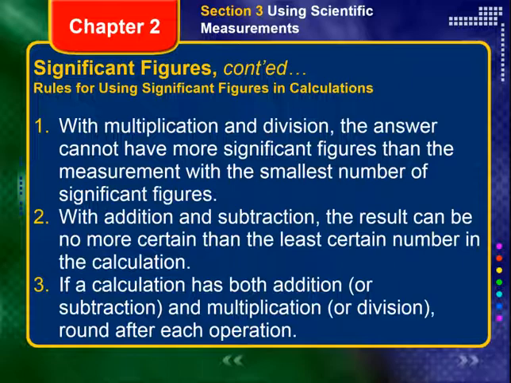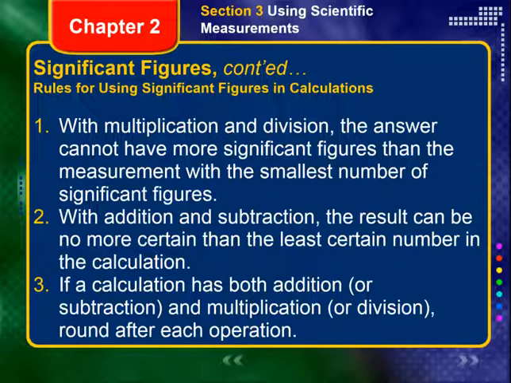With multiplication and division, the answer cannot have more significant figures than the measurement with the smallest number of significant figures. Count how many significant figures are in every single value that you are multiplying or dividing. Whichever has the smallest number of significant figures, report your answer with that number of significant figures.